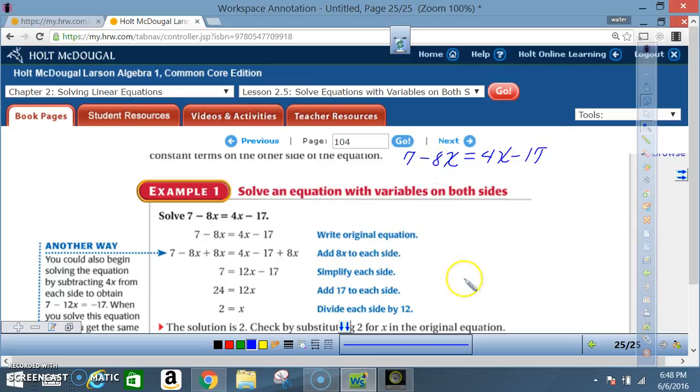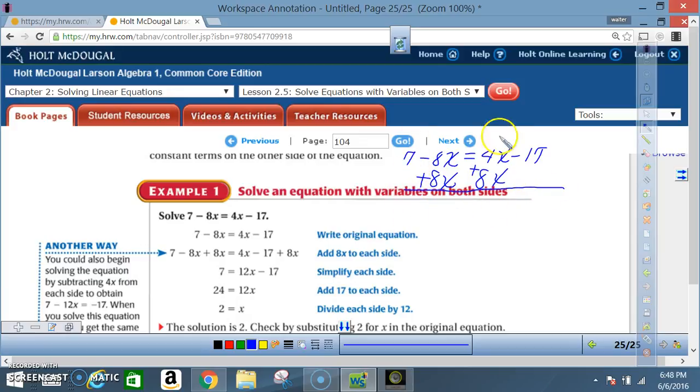Alright, now here's a general rule. To get the variables on one side, you move the smallest variable first. You do this because it saves you an extra step or two. So we're going to say a negative 8 and a negative 4, which is smaller than negative 8. Wait, the negative 8 is the smallest, so to get rid of it, I must add an 8x. And when I do to one side, I must do to the other side. Add the 8x.